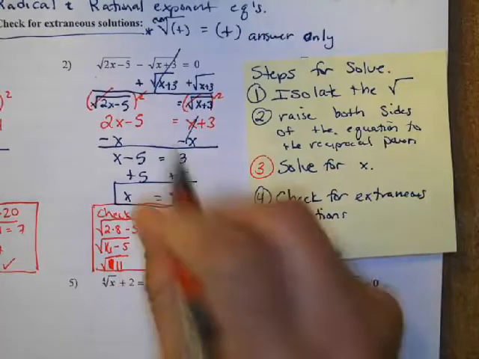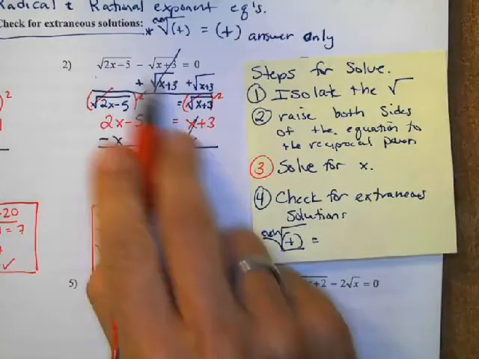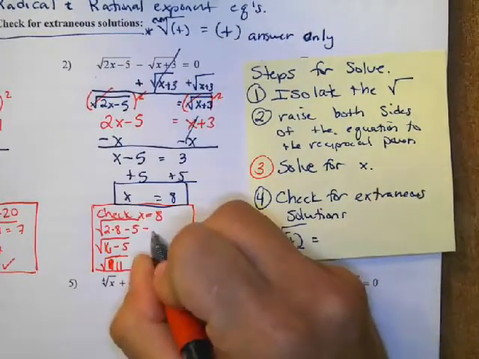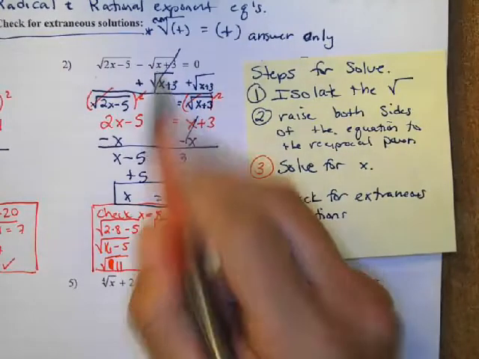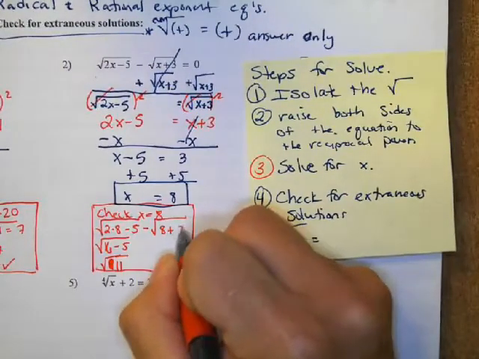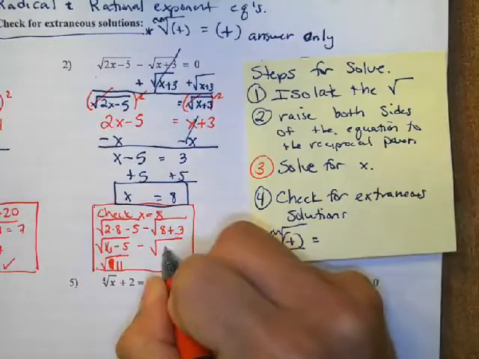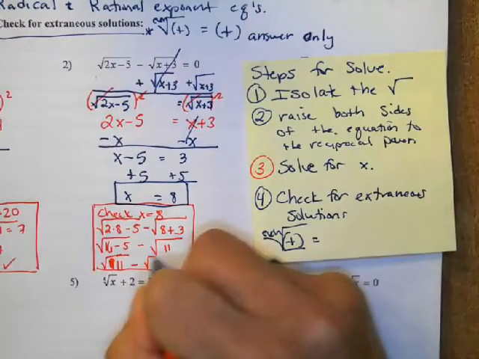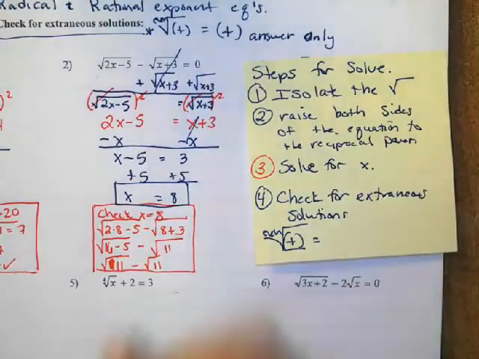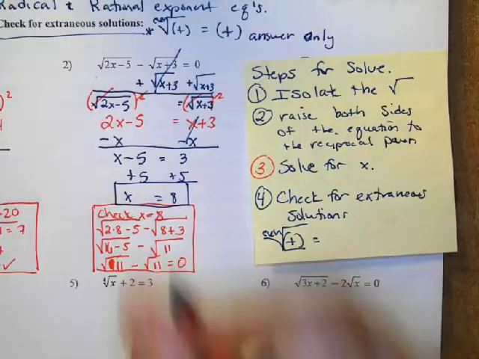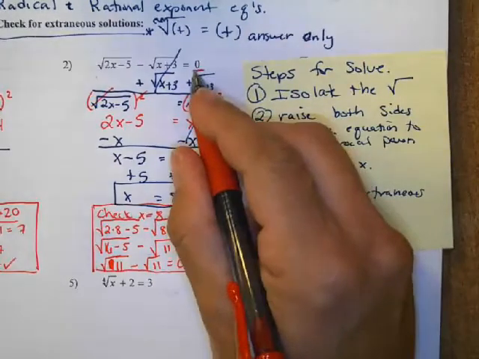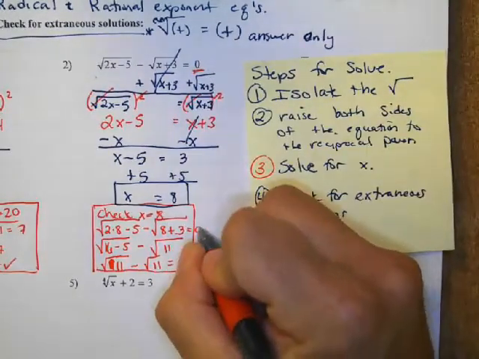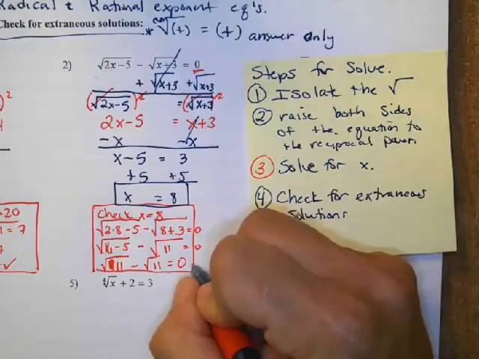And then again, I'm not going to the one that I solved. I'm going back to the original. Then I have square root of x plus 3, so 8 plus 3, and 8 plus 3 is 11. Square root of 11 minus square root of 11 is 0. And my original equation had it equal to 0. So equals 0, equals 0, equals 0.